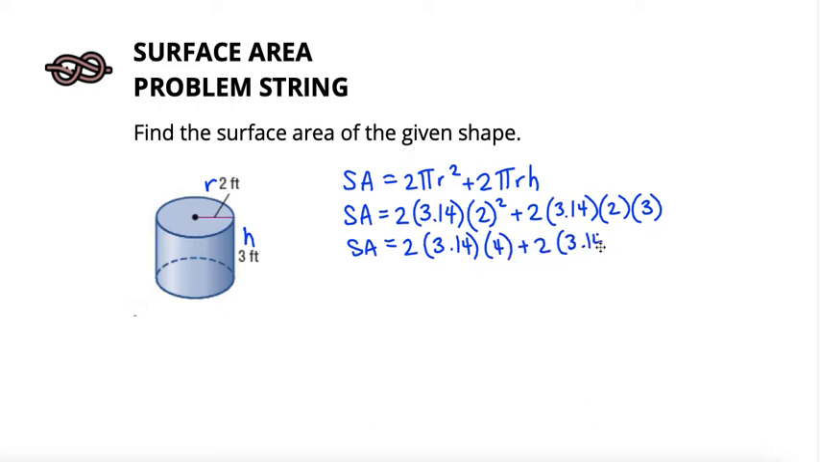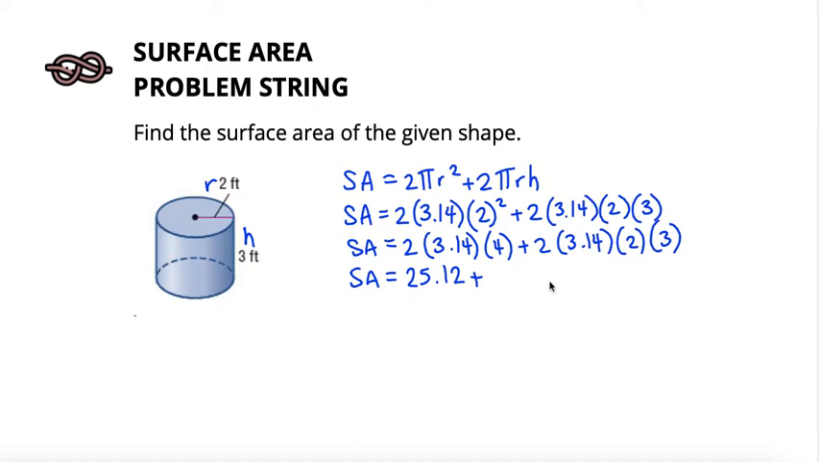I could multiply this together at this step, but I'm just going to show this one step with just the exponents taken care of. Now I'm going to multiply. So the next part of BEDMAS says that I can multiply the numbers together. So I'm going to multiply 2 times 3.14 times 4, and that gives me an answer of 25.12. And then I'm going to add that to 2 times 3.14 times 2 times 3.